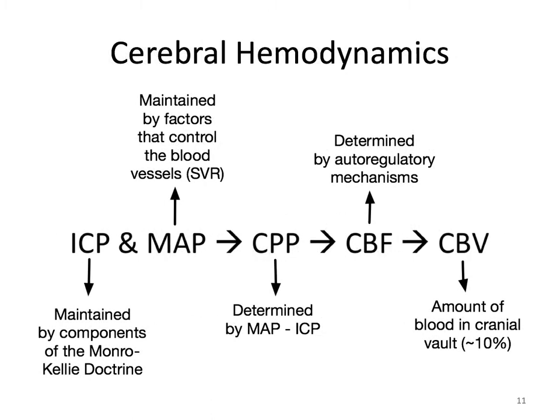Putting all of this together, we can begin to visualize some cerebral hemodynamics. Intracranial pressure, which is maintained by the components of the Monro-Kellie Doctrine, and mean arterial pressure, maintained by factors that control the blood vessels or systemic vascular resistance, contributes to cerebral perfusion pressure, which is determined by mean arterial pressure minus the intracranial pressure. This determines cerebral blood flow, which is determined by autoregulatory mechanisms, which then determines cerebral blood volume, which is the amount of blood in the cranial vault, averaging around 10% of the total volume.